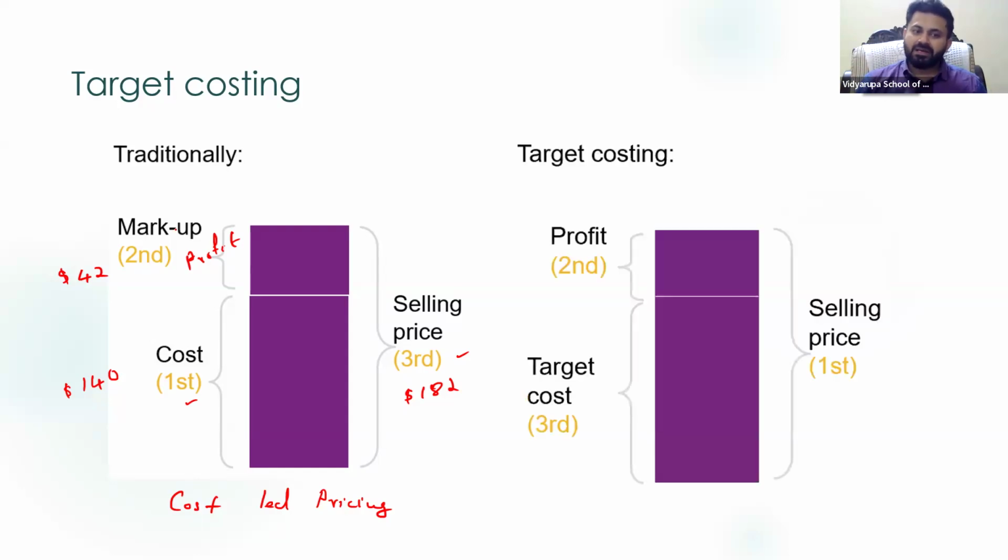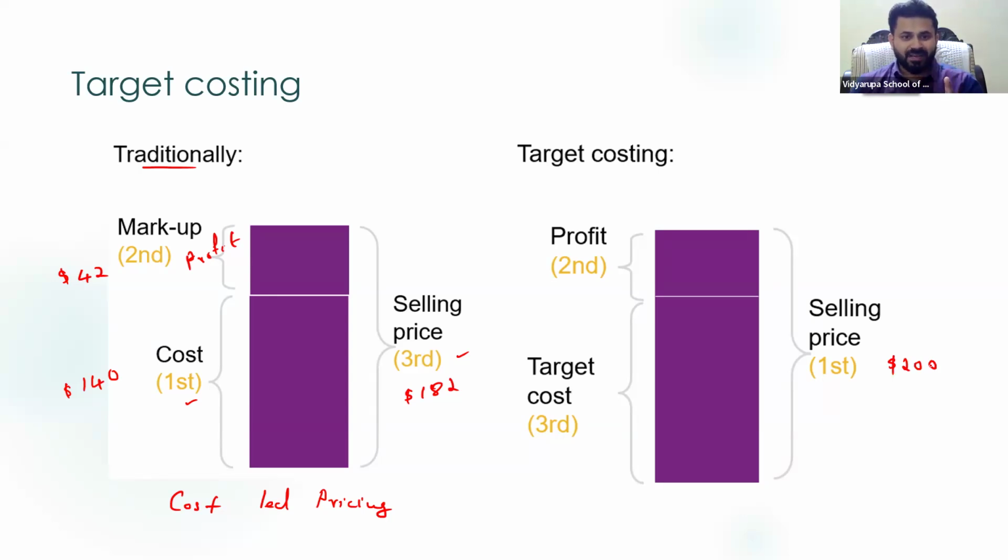So traditionally, in other methods, companies identify the cost of the product, add the profit the company wants, and end up fixing the selling price. But what happens under target costing? Ulta, the exact opposite. Look at what is marked first. Selling price is marked first. So for example sake, let's say the selling price is 200.